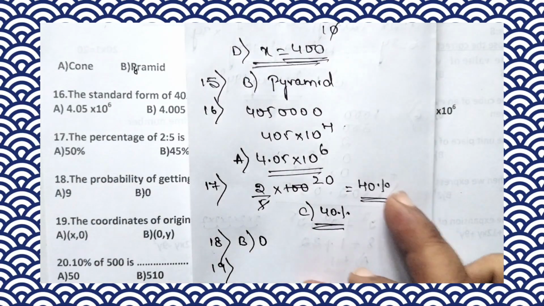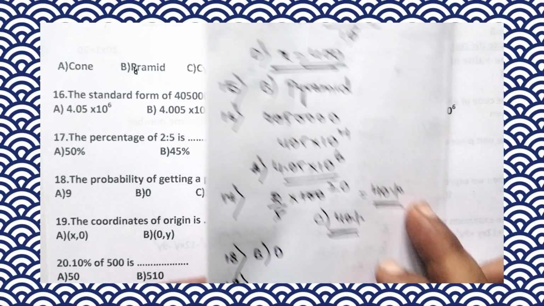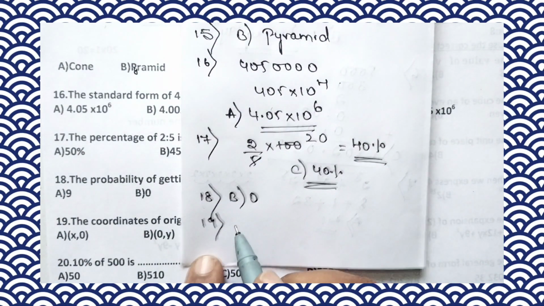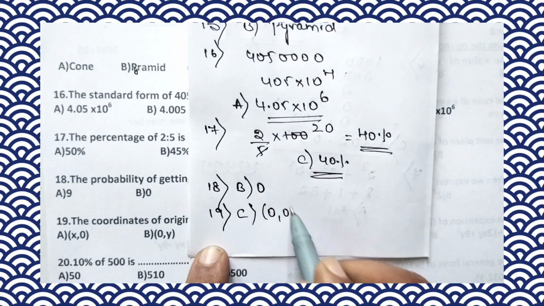Next, let us answer the 19th question. The coordinates of the origin is, option C, 0, 0. So 0, 0 is the coordinate of the origin, that is option C, 0, 0.